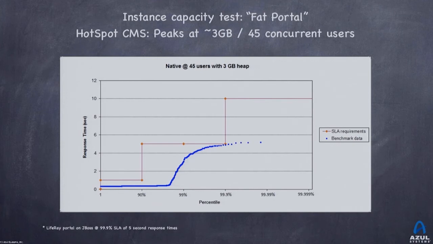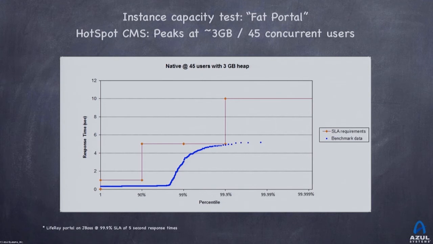Okay, this is another example, a little more on the other end of the spectrum, a fat portal. This is actually Liferay on JBoss done a couple of years ago. We took a JVM, drove it with a certain load, and had an SLA that was pretty lax: half a second at 90%, 5 seconds, I think, at 99%, and nothing worse than 10 seconds. Remember, a fat portal, lots of state. And we tuned and drove it to see how many concurrent users we can handle at a certain load before this thing cracks.